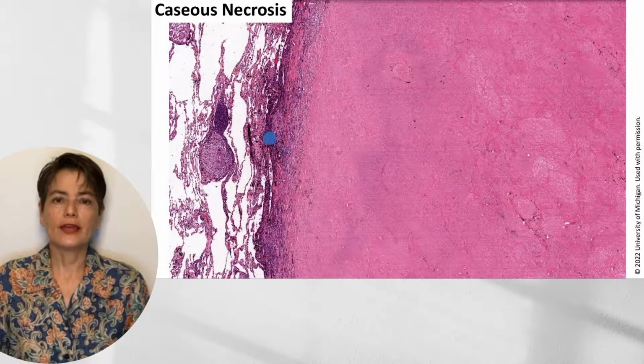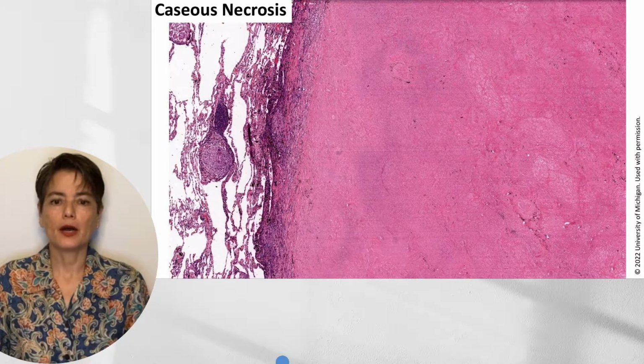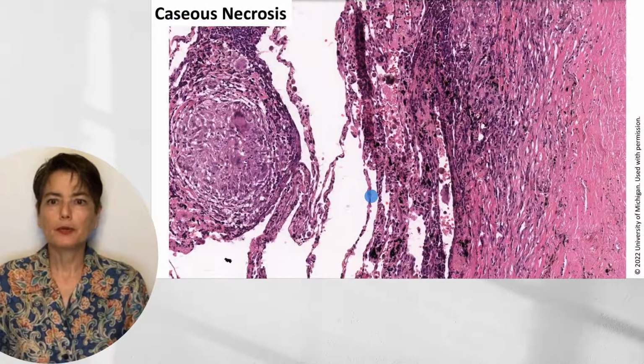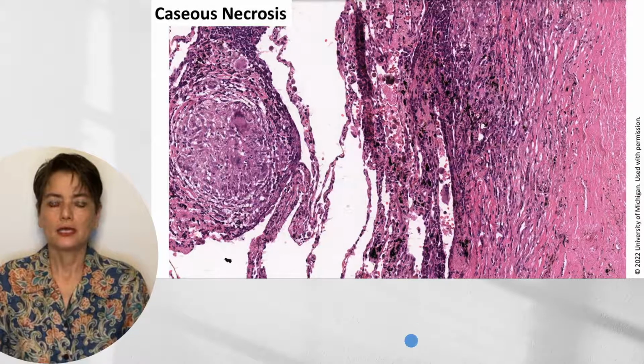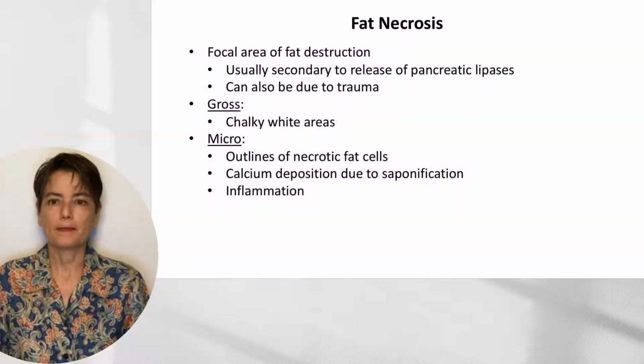Here is the edge of that lesion. I'm going to go on higher power. So you can appreciate here this little granuloma. We have a multinucleated giant cell here. This is a gathering of epithelioid macrophages. And this wall here is some fibrosis around, walling off that area of caseous necrosis.